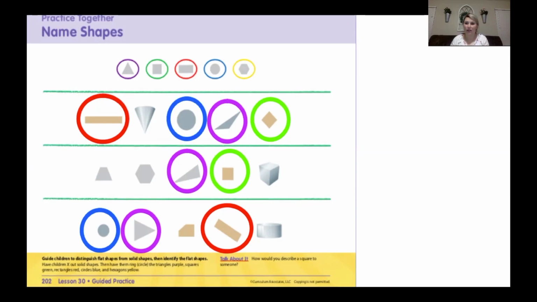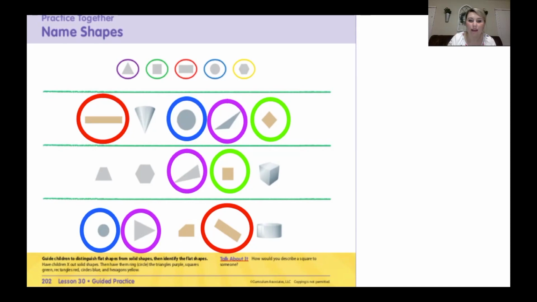All right, we're going to do our next shape, which is our circle. Our circles we're going to find with our blue crayon. And I found a circle on the top row. I know that that is a circle because it doesn't have any sides or corners. So I knew to circle that one. And then I also have another circle on the bottom row. And I know that that too is a circle because it doesn't have any corners or sides.